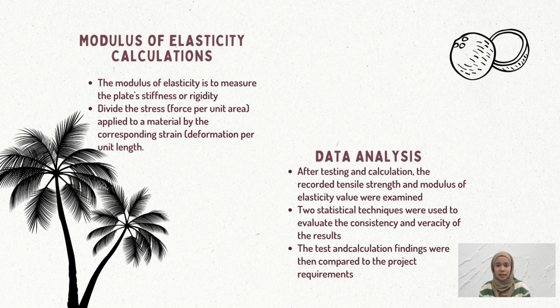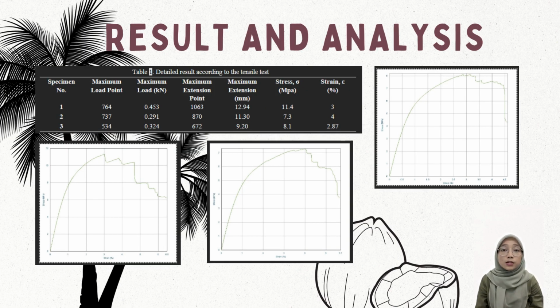Second is data analysis. After testing and calculation, the recorded tensile strength and modulus of elasticity values were examined. Then, 2 statistical techniques were used to evaluate the consistency and veracity of the result. The test and calculation findings were then compared to the project requirement. The differences in mechanical properties among the coconut fiber plates can be attributed to variables like fiber volume fraction, bonding quality, and manufacturing process parameters. Comparing tensile strength and modulus evaluations provides valuable insights into this variation.